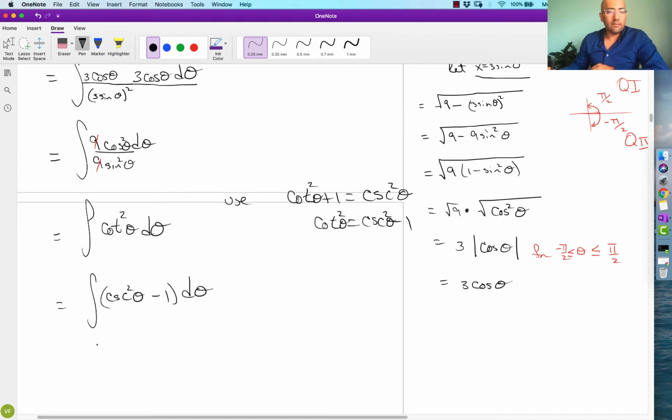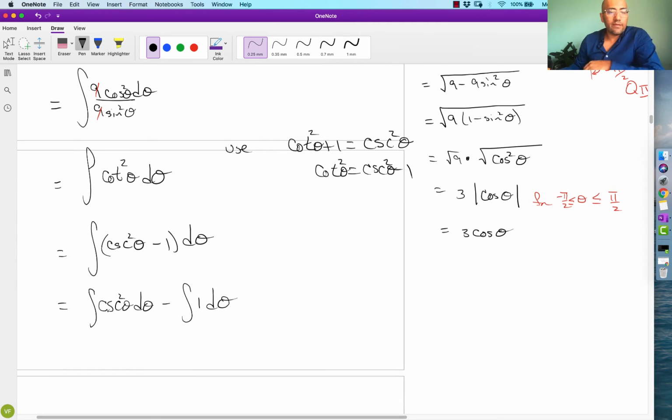Which can then be separated into two separate integrals: the integral of cosecant squared theta d theta minus the integral of 1 d theta. And something whose derivative is cosecant squared is cotangent. Cotangent of theta, its derivative is close to that, but it's going to be negative, so we have to throw in an extra minus. Minus, and then this is going to be theta. And then there's a constant in there.